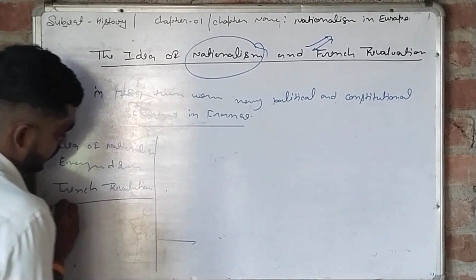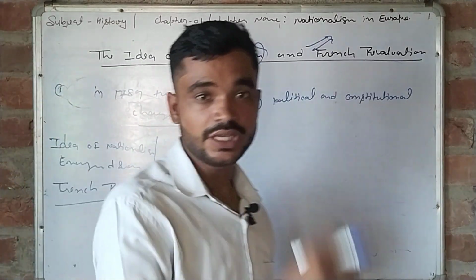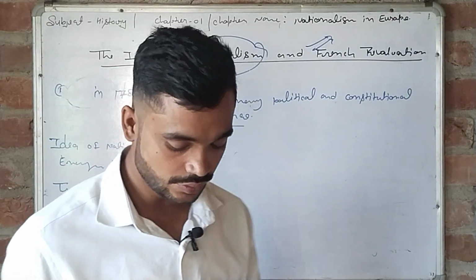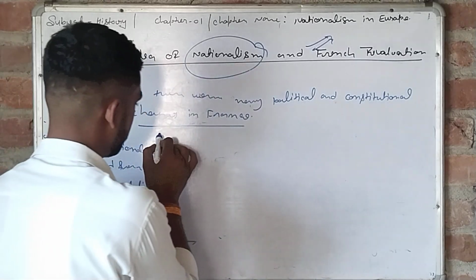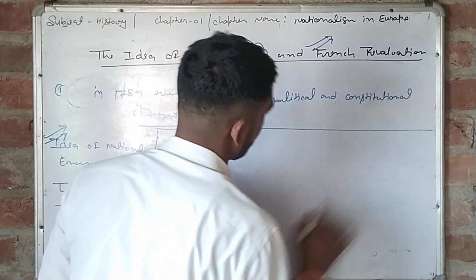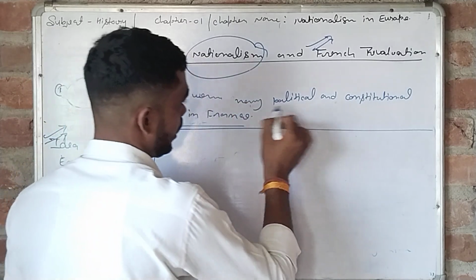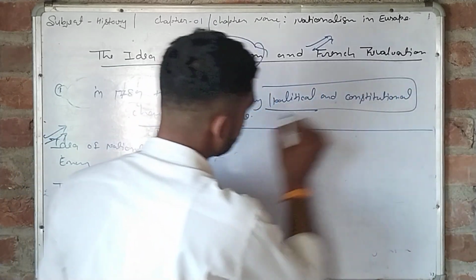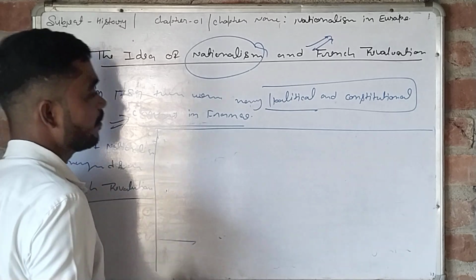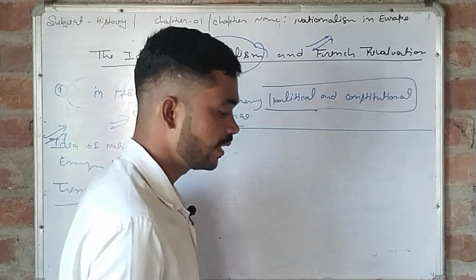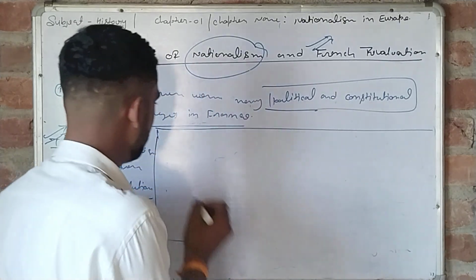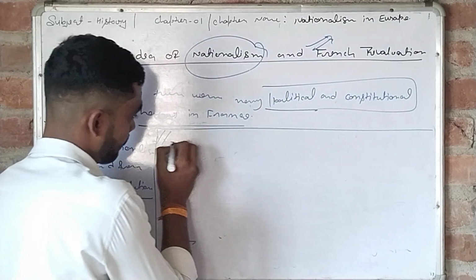Okay, French Revolution. The idea of nationalism emerged from the French Revolution. Note this. Okay, the next. I told you that there were many changes, political and constitutional. There were many changes in the political and constitutional sector. We see what happened.